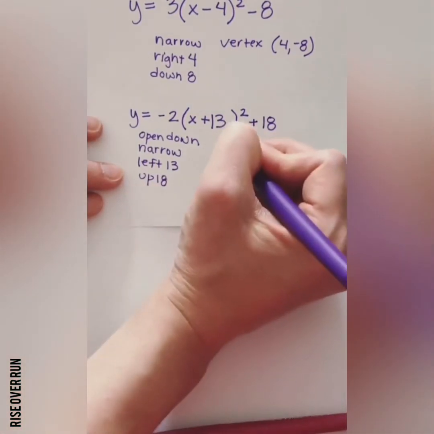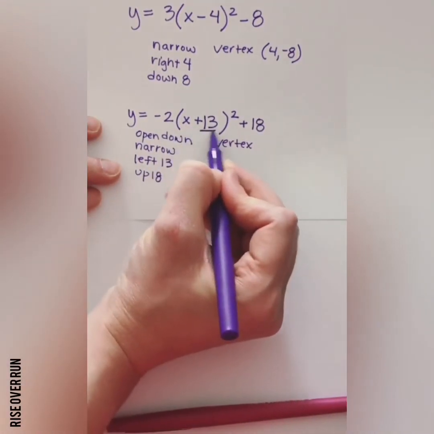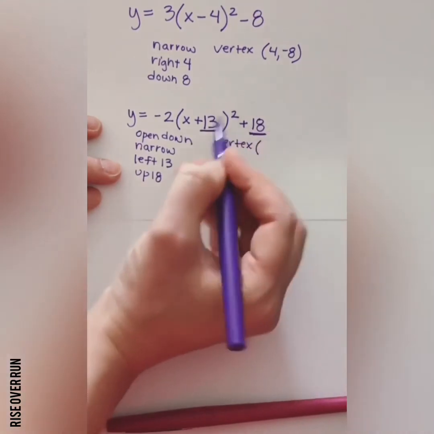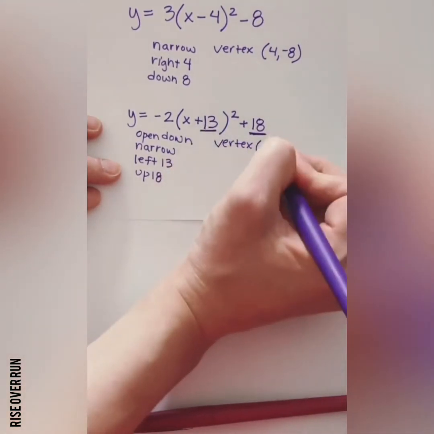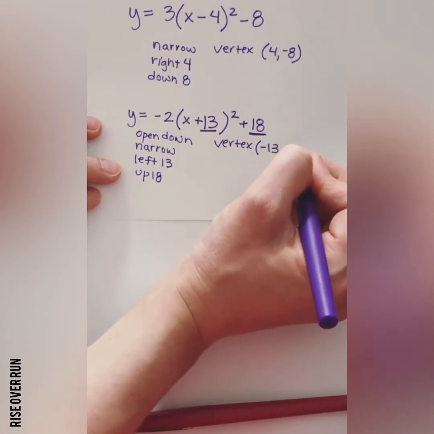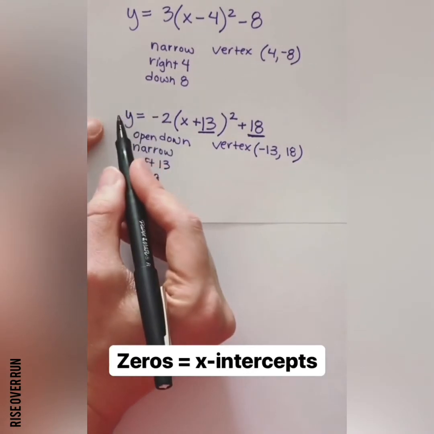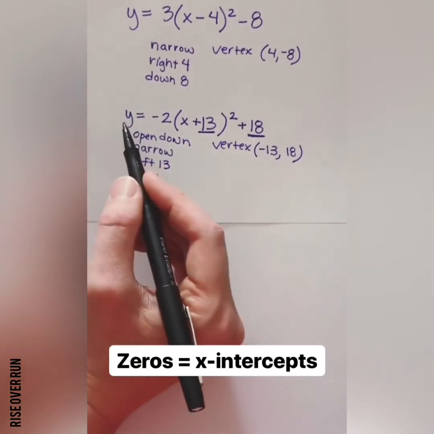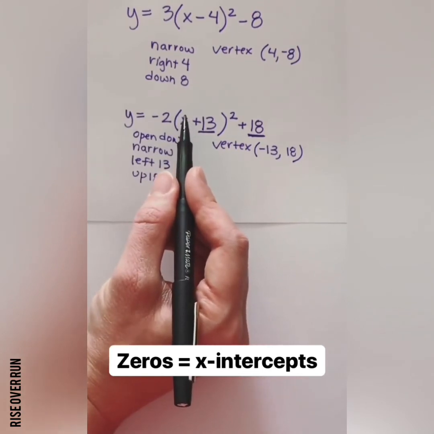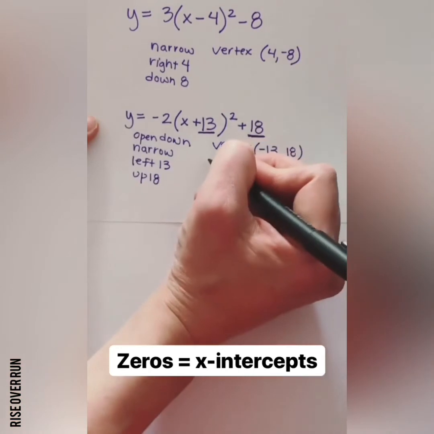If we wanted to know the vertex, since we understand vertex form, we can just look for the location of h and k. Remember, h has to switch the sign, so we have a negative 13 and a positive 18. What if you want to find the zeros or the places where this parabola would cross the x-axis? Those are called the zeros. If we wanted to find those, we could plug in a 0 for y.